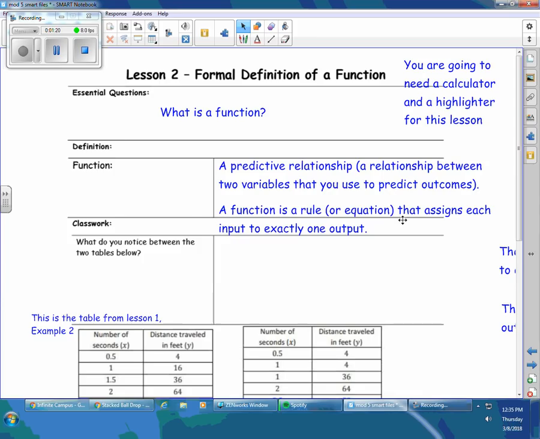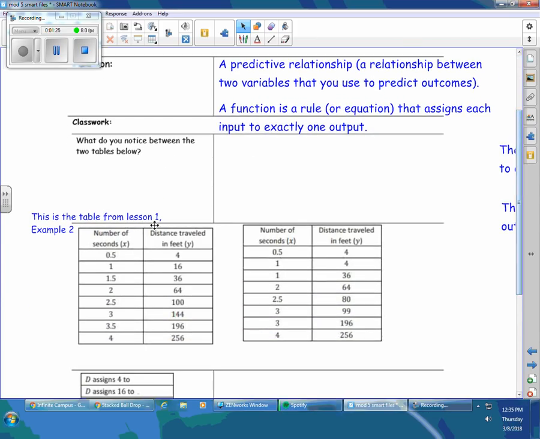So let's take a look at these tables before we answer this question here. The table on the left here is the table from lesson 1. That's example 2. Remember, this is when the ball or the stone, whatever it was, was being dropped off the top of the building, and it took exactly 4 seconds to hit the ground, which was 256 feet down. So these are the distances that it traveled at each time interval, and let's see if we can use this information to help us predict things.